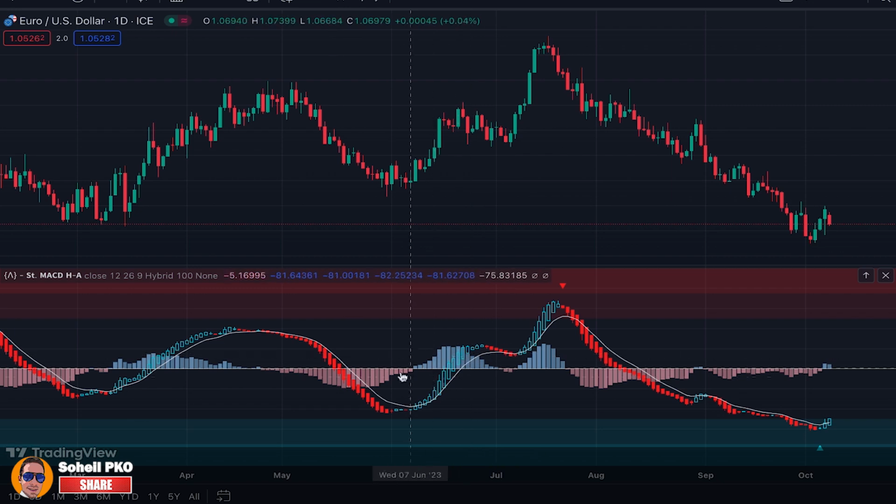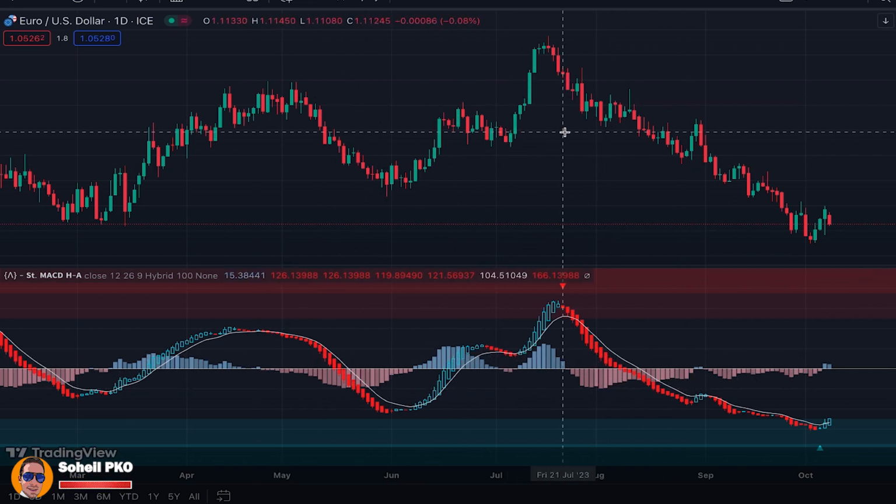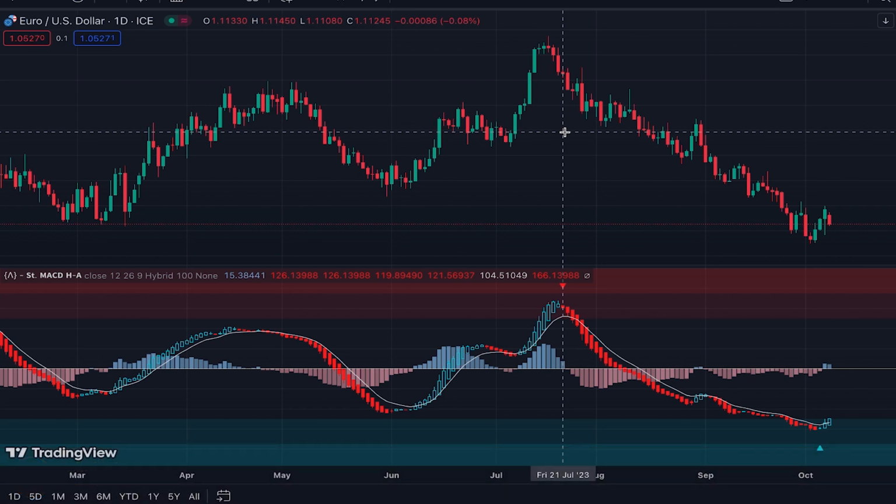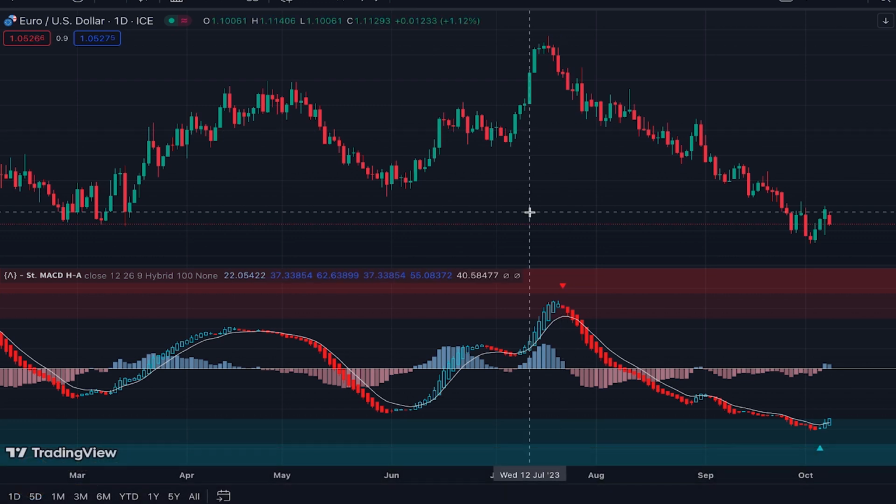Other than these new features that I explained, other things like center line crossovers or signal line crossovers, or using the histogram for evaluating momentum and divergences with price movement, are interpreted in a similar way to the original MACD. If you don't know how to interpret MACD, I have a complete guide on this. The link is also placed in the description, and I highly recommend you watch it because MACD is one of the best indicators that you can use for trading.